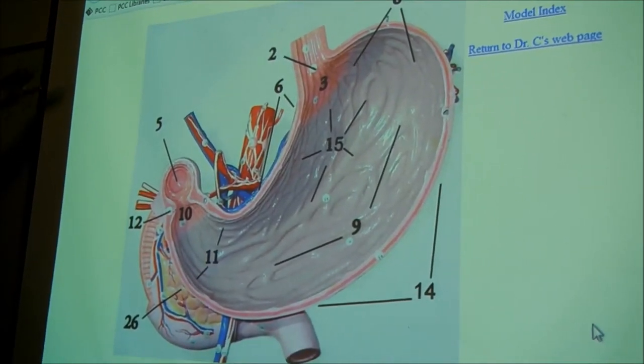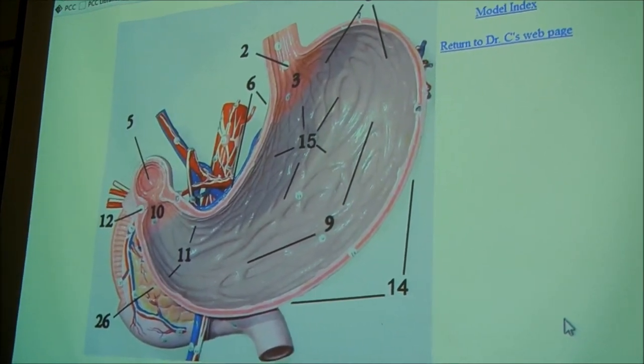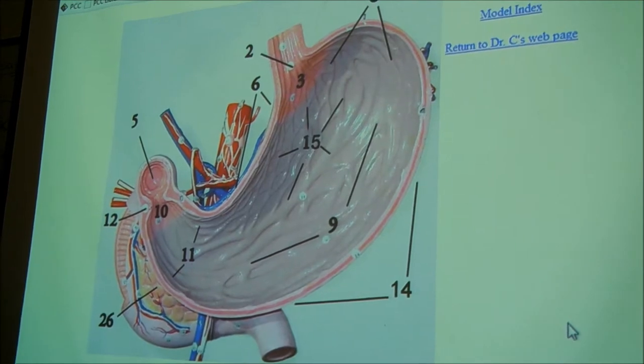Number 2 and 12. Well, 2 is the lower esophageal sphincter, good. And number 12 would be the pyloric sphincter. They just show it like that, right? So let's do some curvatures.